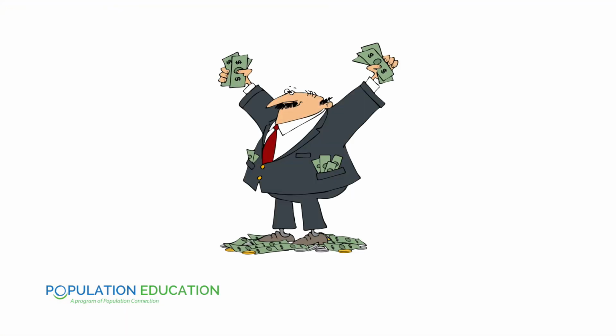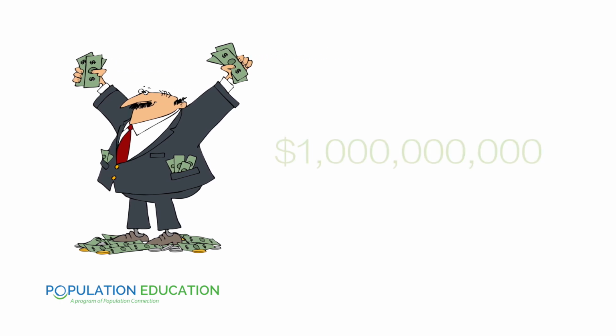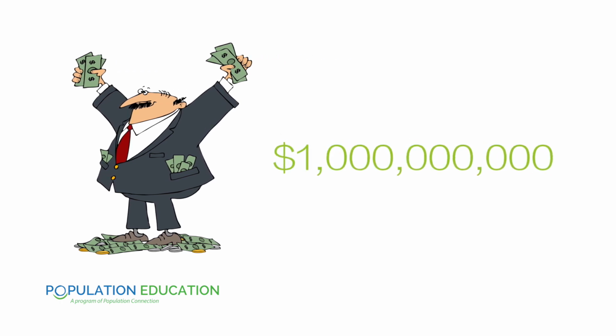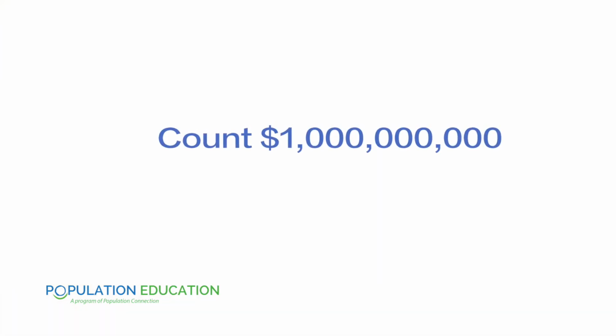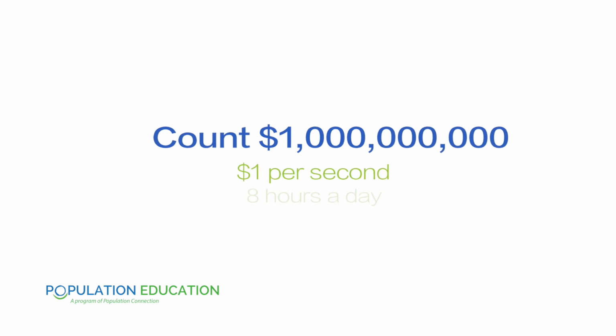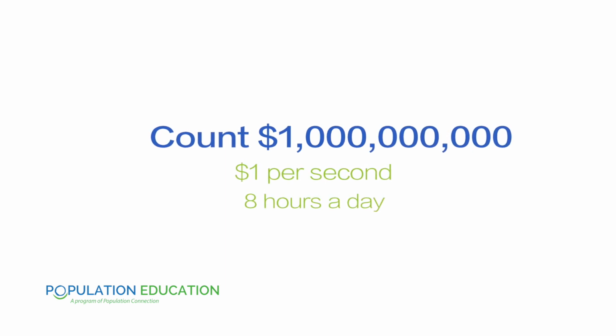Have your students imagine that they have a rich uncle who has just left them $1 billion in his will. But there's a hitch. In order to keep the $1 billion, the students have to count all $1 billion. And they have to count it $1 per second, 8 hours a day. And they can't keep the $1 billion until they're finished counting. Ask them if they'd take that deal.